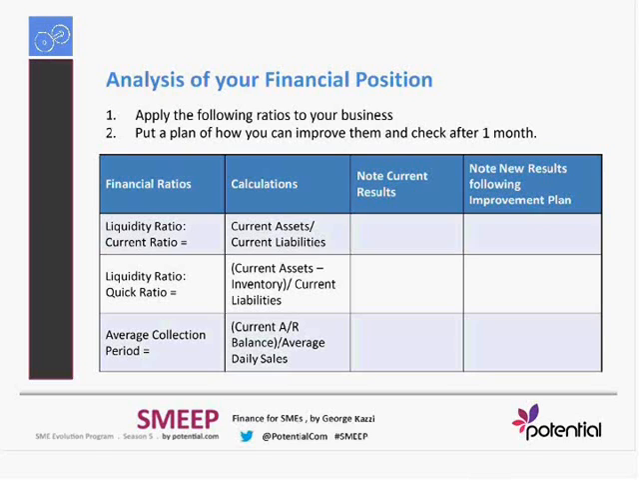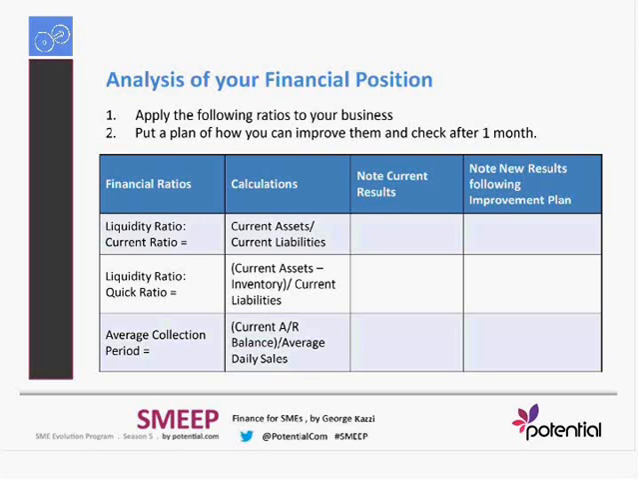Here, this is a simple exercise that you need to take home with you, work it out and see what decision to take, what action to take to improve it. We have to apply the following ratios to your business, put a plan of how you can improve them, and check after 1 month, and very important, every month thereafter, to see if your plan is working well or not.